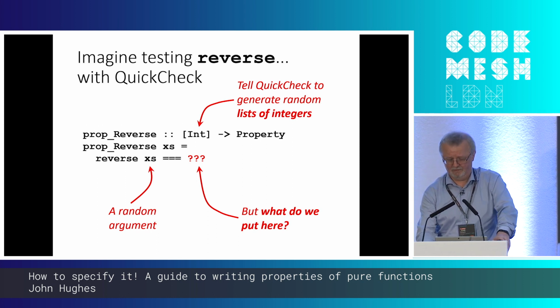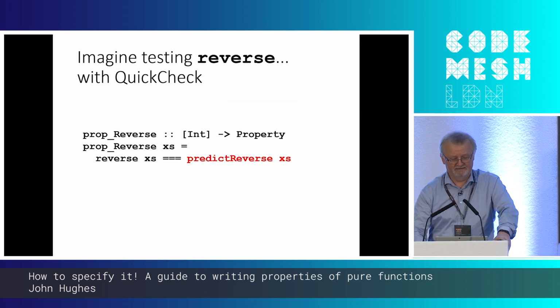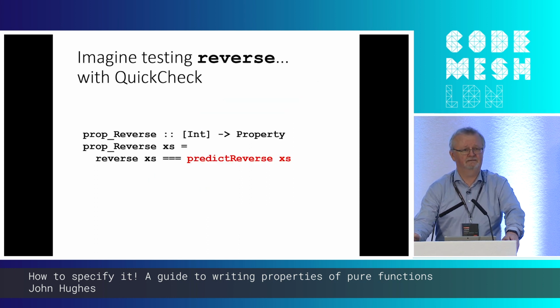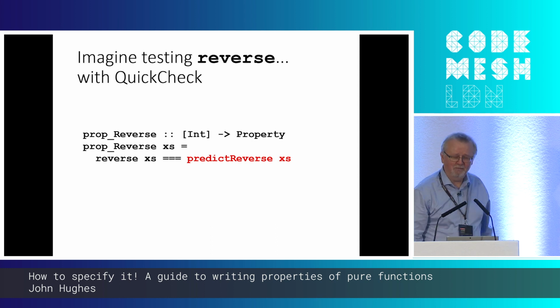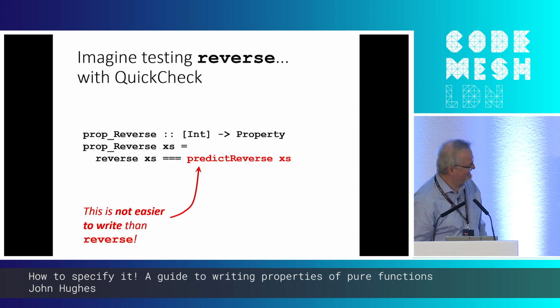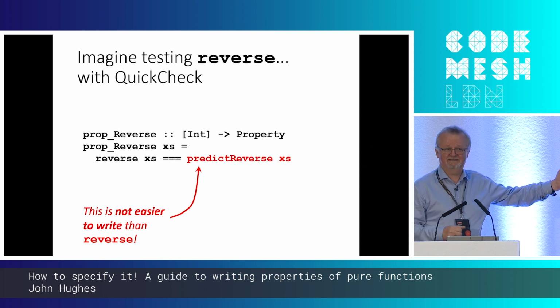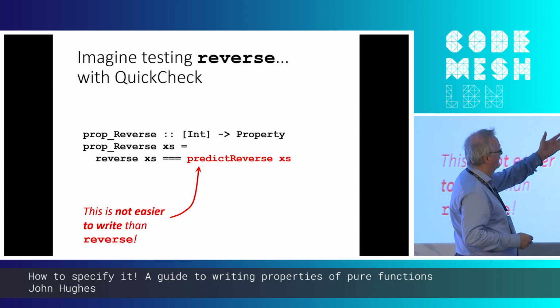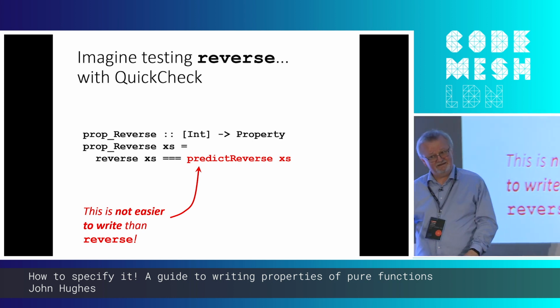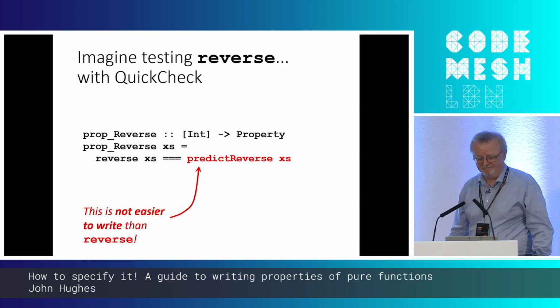OK, so here's what I can do. I can just write a function to predict the result of reverse. Yeah? Is that good? The problem is, this is not easier to write than the reverse function itself. In fact, it is the reverse function itself. So now I'm having to repeat the work in my test that I did to develop the reverse function.